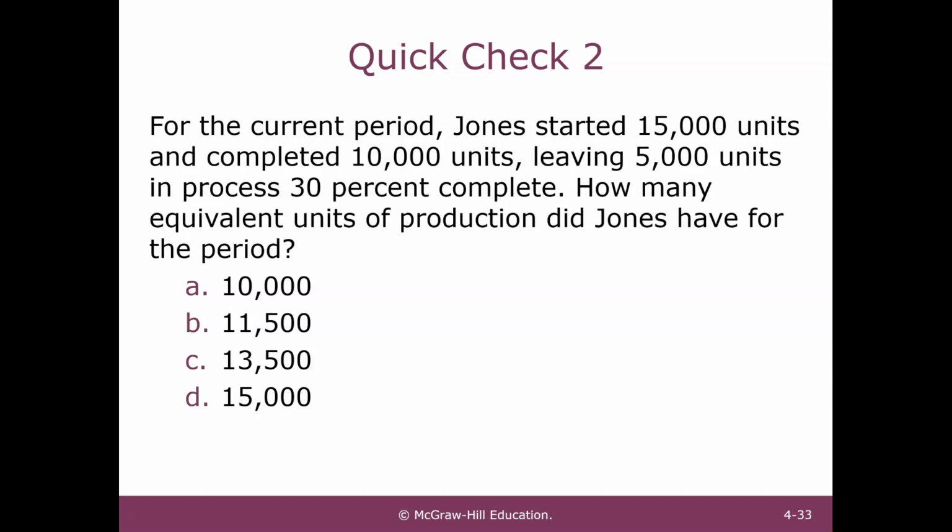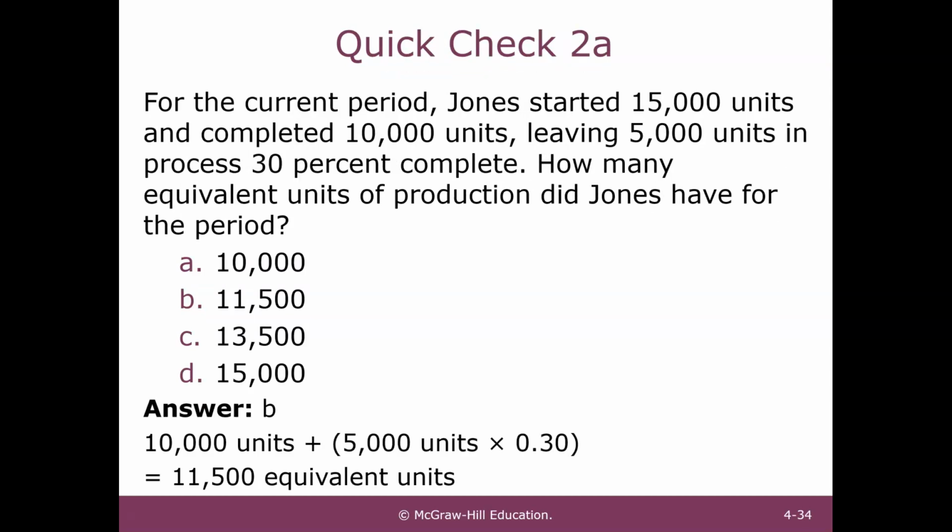Another example, if you have 15,000 units, 10,000 are completed, and 5,000 are 30% complete. What do you have in ending inventory? We will have to figure out what 30% of 5,000 is. That is 1,500. The partially completed units are equivalent to 1,500 completed units. Add that to the 10,000 units that are fully complete, and you have 11,500 equivalent units.